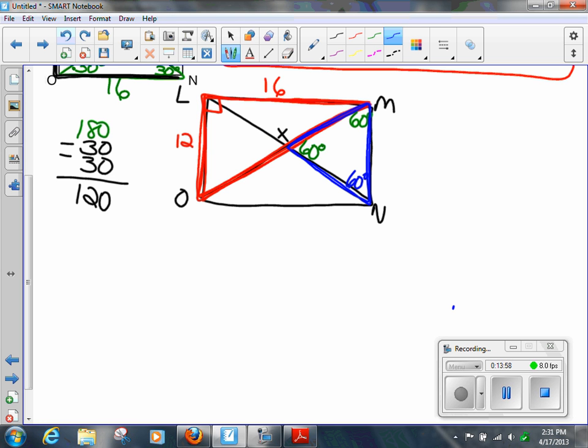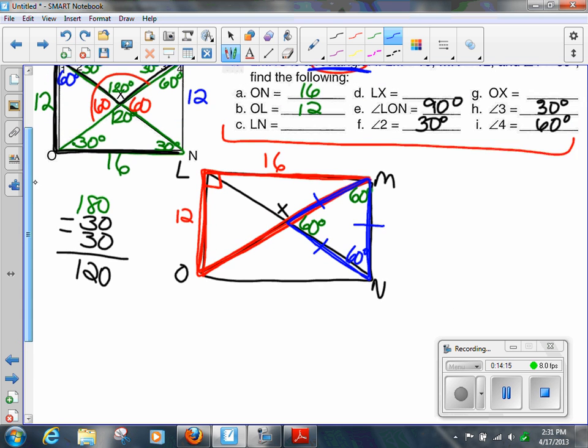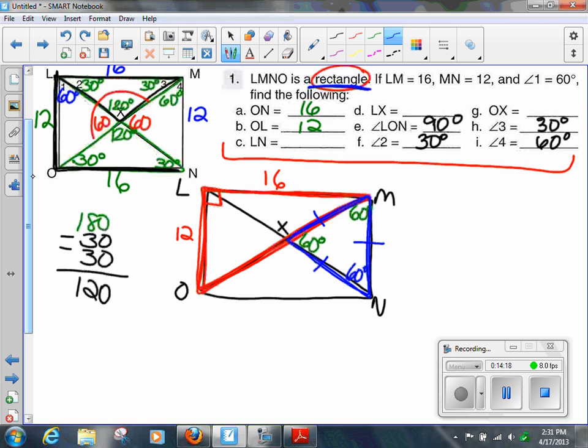What kind of triangle has 3 60-degree angles? An equiangular, which is also called an equilateral, which means all 3 sides are congruent. Yes? What's segment MN? So if MN is 12, folks, what is segment XN? 12. What is segment XM? What is segment LX?